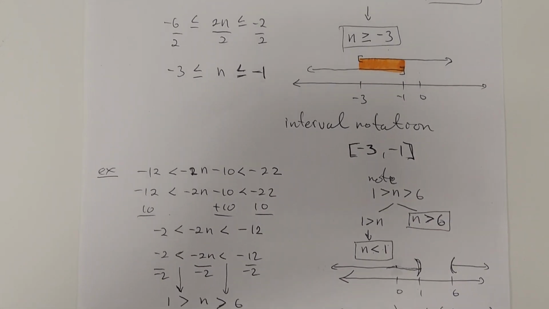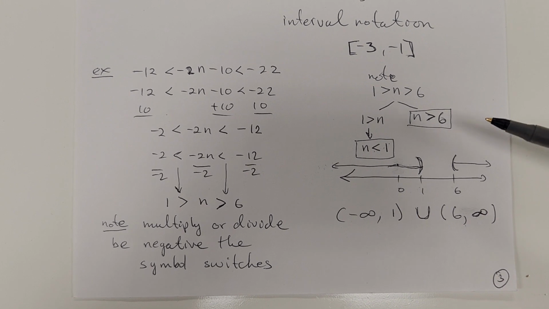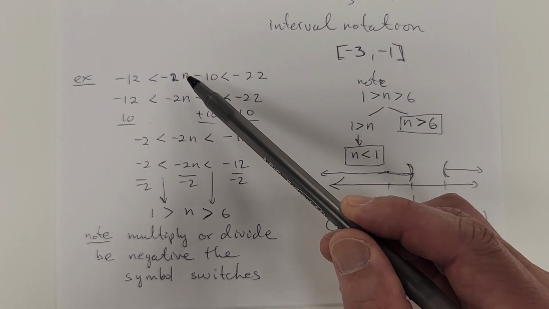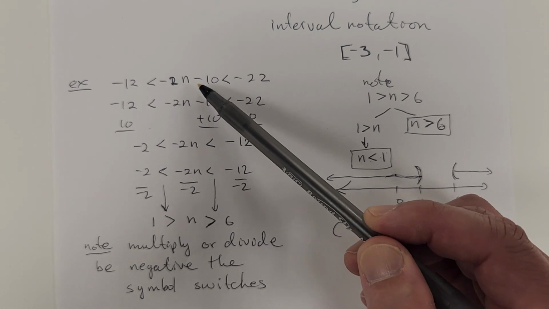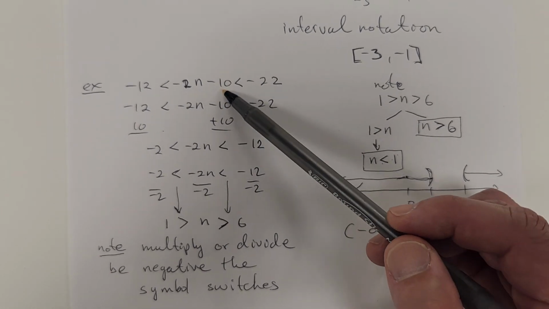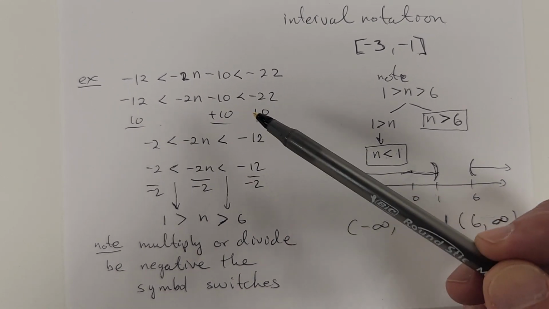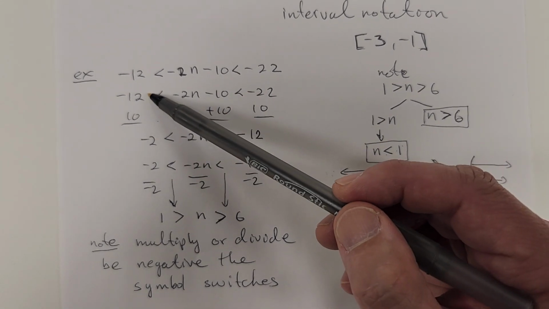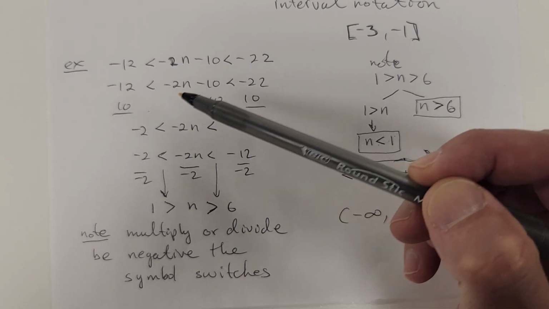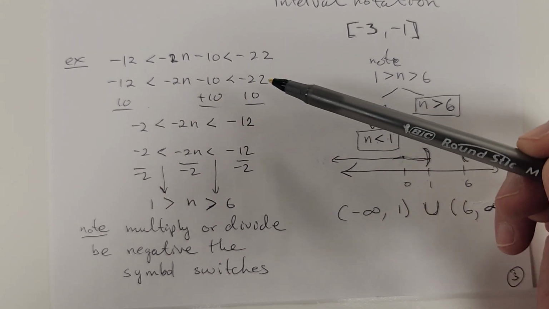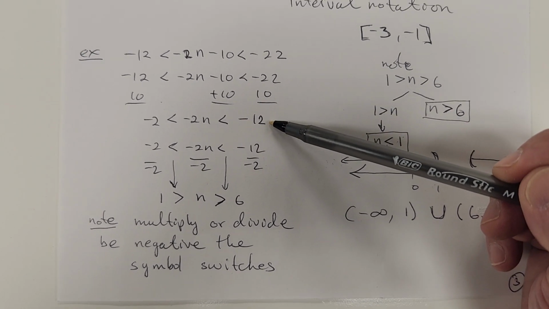Okay, so next, same procedure, just a different problem. Again, here we go. I have a letter in the middle. Start from the middle and work your way outside. Since this is -10, I will add 10 to the left and also to the right. So -12 add 10 gives me -2. Bring down the -2 and -22 add 10 gives me -12.